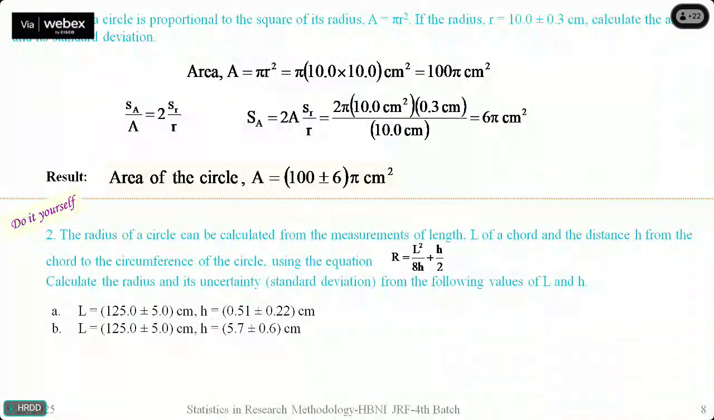Del R by R, which way? Which one? Radius. Del L by L plus 1 by 8 into del H by L. This you have to square. This is a division operation, so you have to take the relative variances as additive. Del R by R, the whole square, will be equal to this. This is only relative uncertainty. You have to square it, then it becomes relative variance. The rule is relative variances are additive.